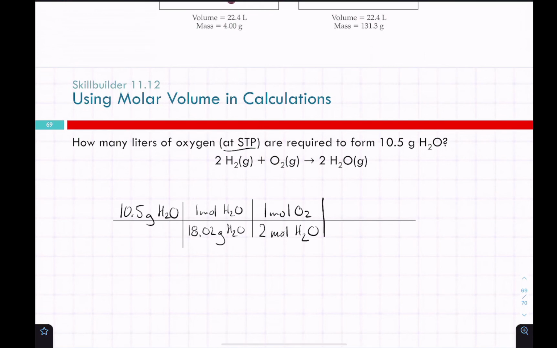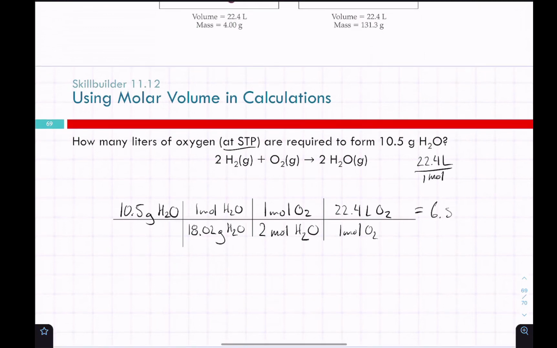And then we keep going. But now, this is where we're at STP. Because we're at STP, we can use 22.4 liters per mole. So for 1 mole of O2, we'll have 22.4 liters of O2. Now we don't have to do PV equals nRT, and we get a conversion that we can plug straight into the stoichiometry grid. So 10.5 times 22.4 divided by 18.02 divided by 2, and it's 6.53 liters, sorry, not grams, liters of oxygen.